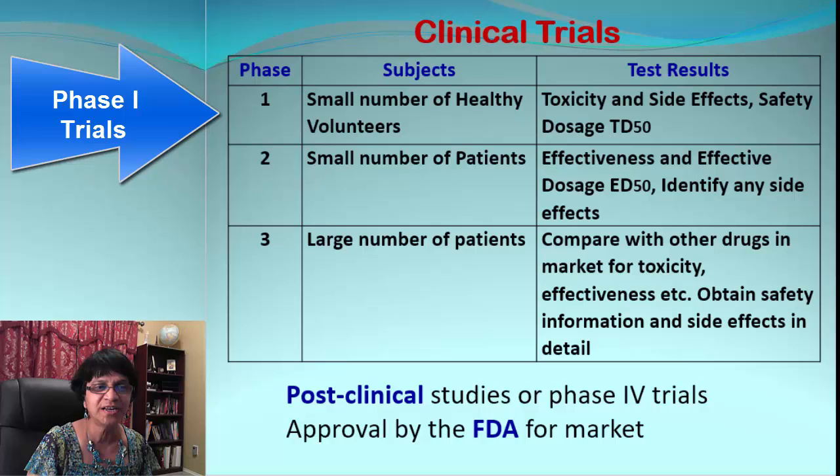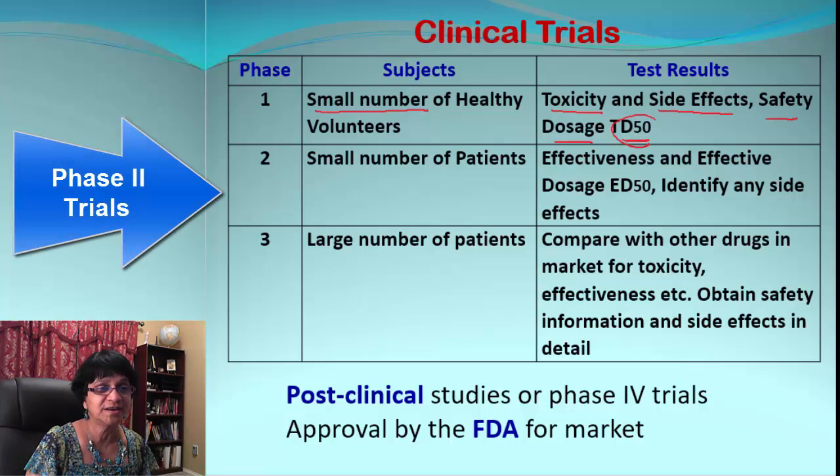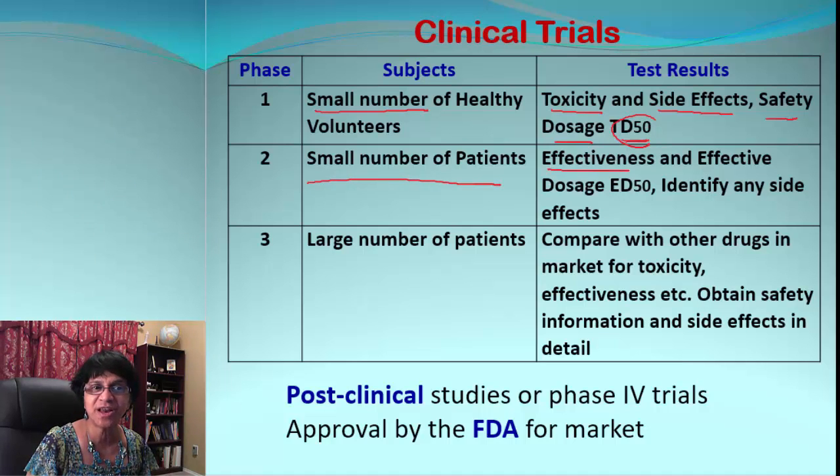Phase 1 is usually conducted on a small number of healthy volunteers. And what is the main result we look for? We look for the toxicity, we look for the side effects. In phase 2 trials, we still have a small number of patients. And which test results are we collecting? We are looking for the effectiveness of the medicine. So we find out ED50 or effective dosage, and we also identify any other side effects because of the medicine.